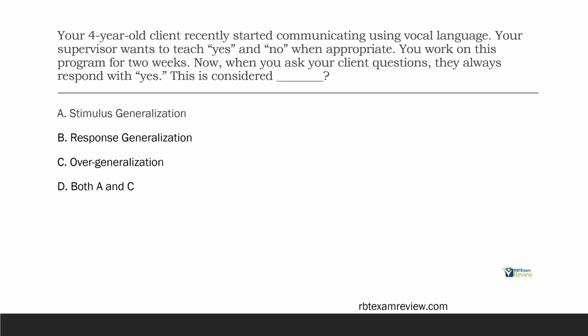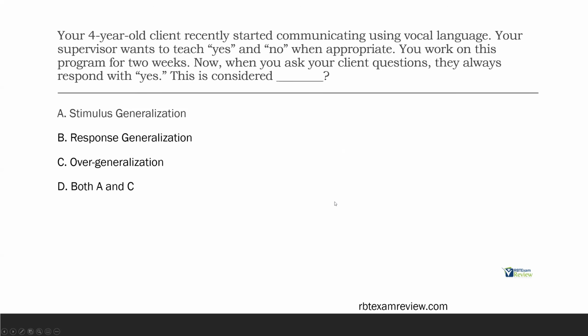So when you have one response across multiple stimuli, that is considered what? That is also considered stimulus generalization. So in this scenario, what is occurring? Well, stimulus generalization is occurring. Overgeneralization is also occurring. Overgeneralization is when you are engaging in a response in the wrong scenario. And that's what's occurring here. So if we look at our answer choices, D is going to be our best answer, both A and C.